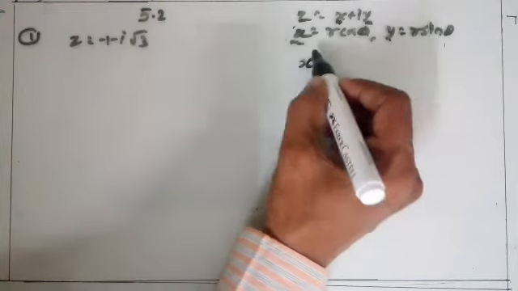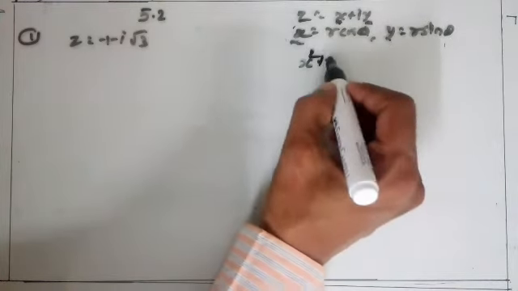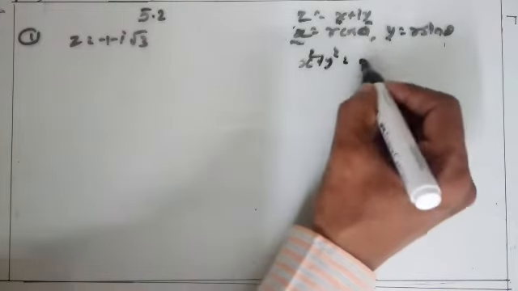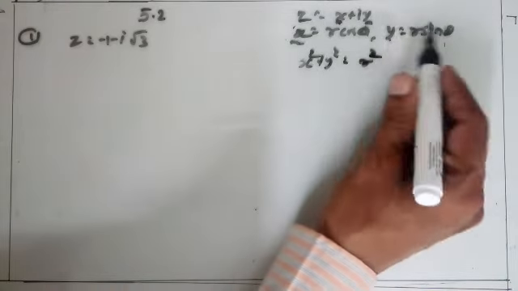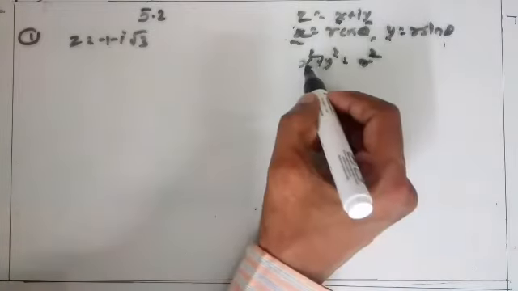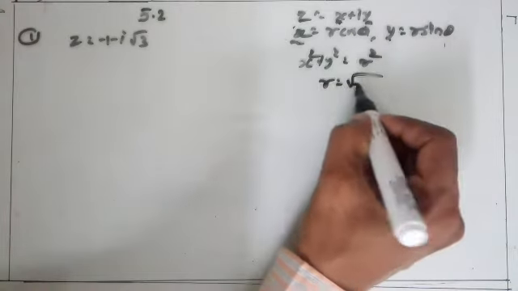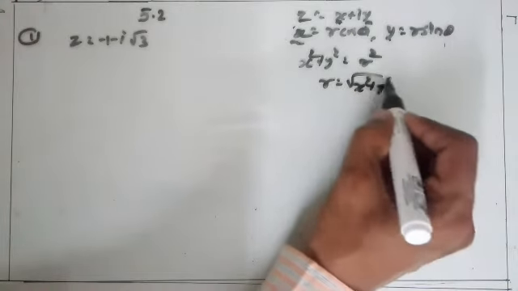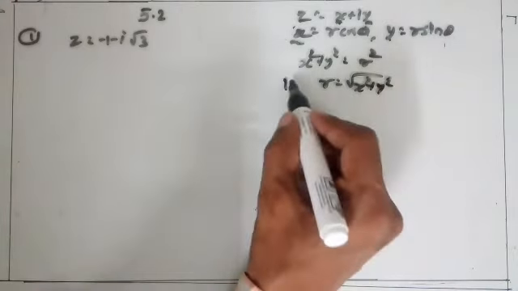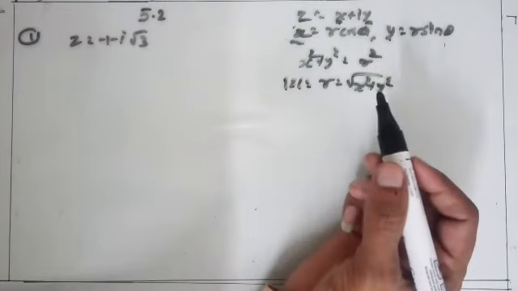Taking the sum of squares of x and y, x square plus y square, we get r square times cos square theta plus sin square theta. Cos square plus sin square becomes 1. So x square plus y square is equal to r square, so r is equal to root of x square plus y square. This is the magnitude of z. We know that. Clear? Modulus of z.